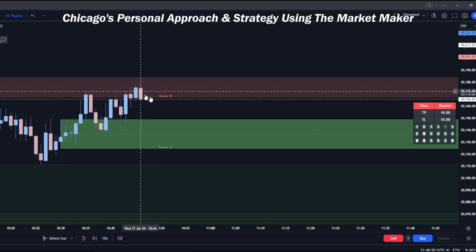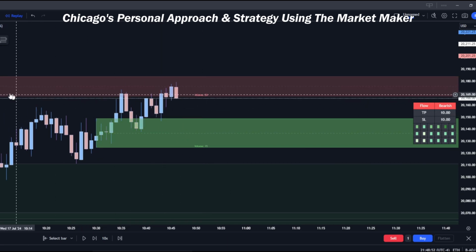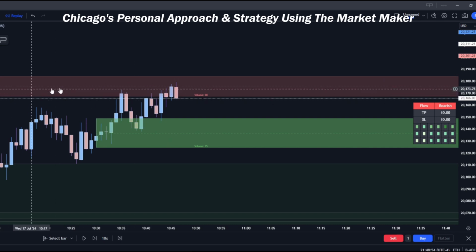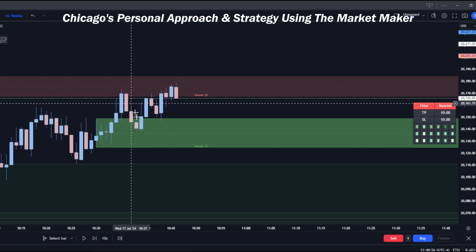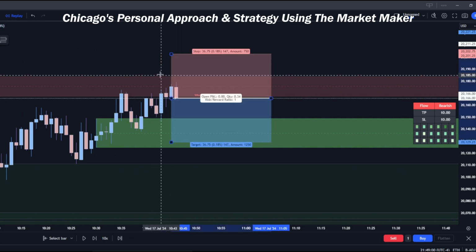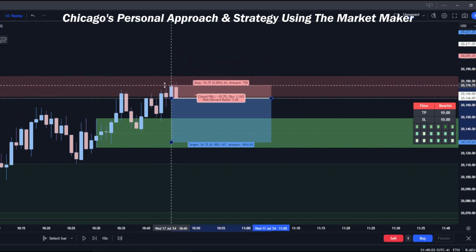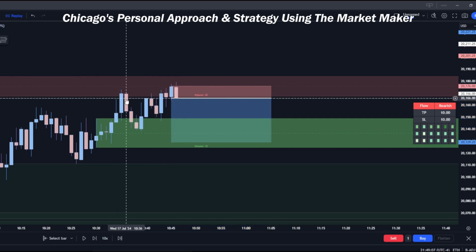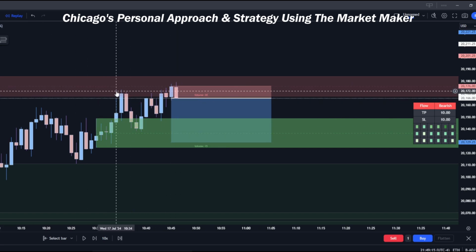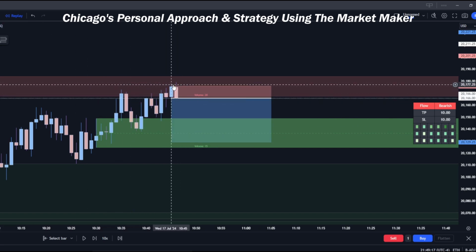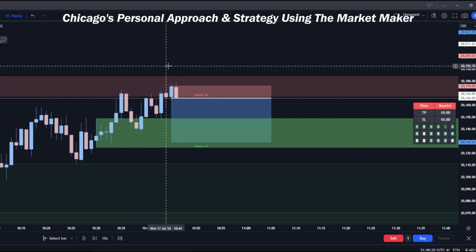Okay, so I like this. Have I taken a play, or was there a valid play from this? No, not yet. So for me here, I'm going to look for a short. Now, this is technically the third test, but we weren't confirmed until after this. So this is technically, or sorry, that was the fourth test, and after this was the third test.